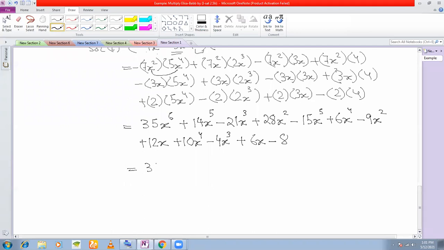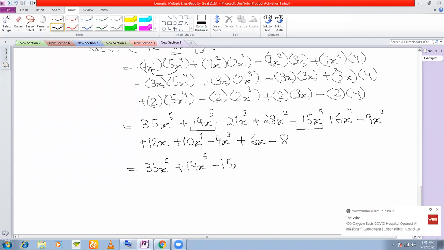Now you take the highest power of x first. What is the highest power? 6, right? So 35x to the power of 6 you take first. Next, x to the power of 5. Do you have any like terms with x to the power of 5? Yes, you have these two and no other. Write them together. Plus 14x to the power of 5 minus 15x to the power of 5. Next power should be 4. So you have here is your power 4 and here is your power 4. So you take them together. Plus 6x to the power of 4 plus 10x to the power of 4.